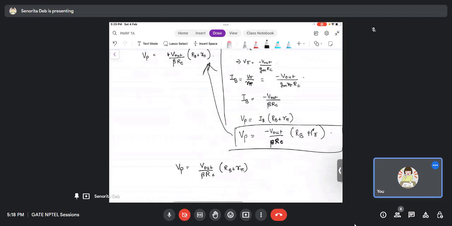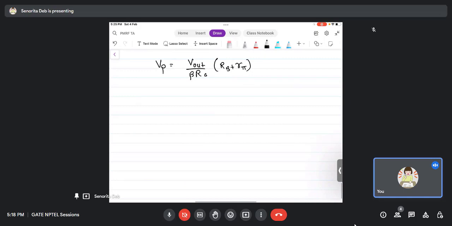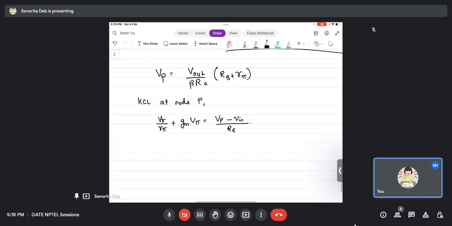Okay, so now after this, if you put a KCL equation at node P, you will get V pi upon R pi plus GM V pi is nothing but Vp minus Vn upon Re. Now here you have to substitute the value of Vp and then derive in terms of V out by Vn. So I am giving you 5 minutes. Please try to solve it.